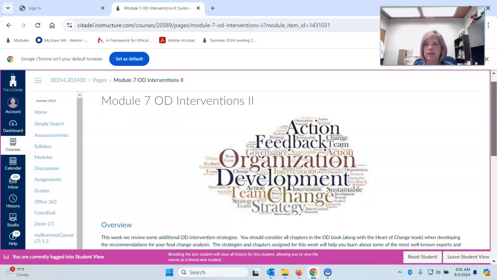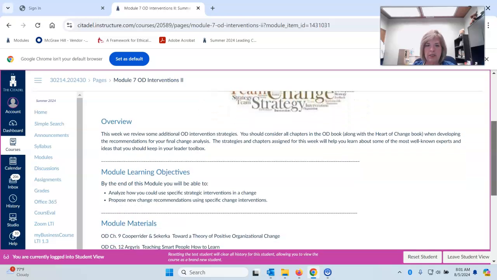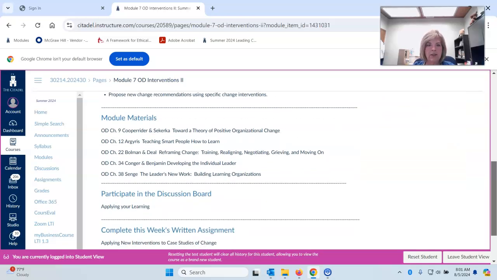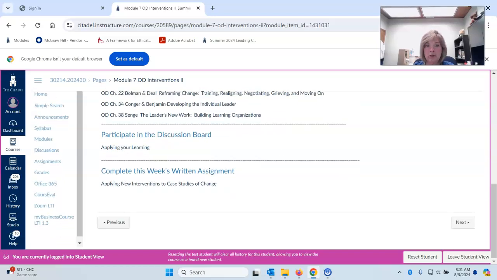This is our second week of looking at some specific org development interventions. And so I'm going to ask you to use those. You might just pick one or pick two and apply your learning and apply something to one of the case studies that we've already done. So if you had a favorite case study and you were looking for other ways to make recommendations for an effective change, this is your opportunity.